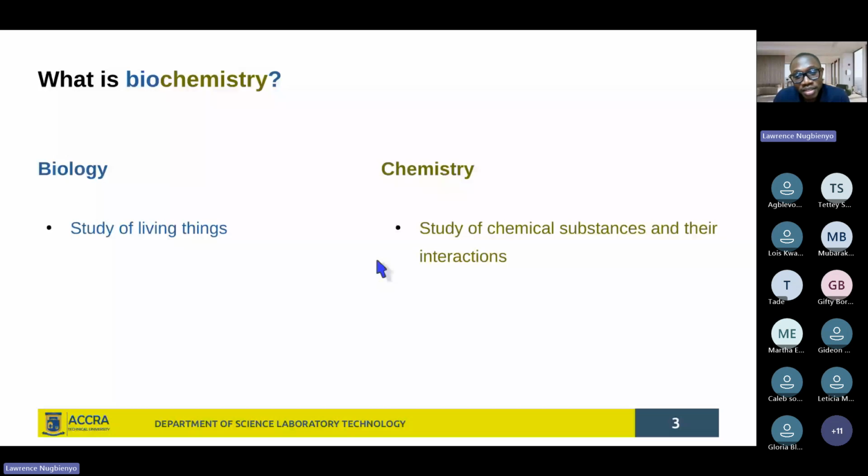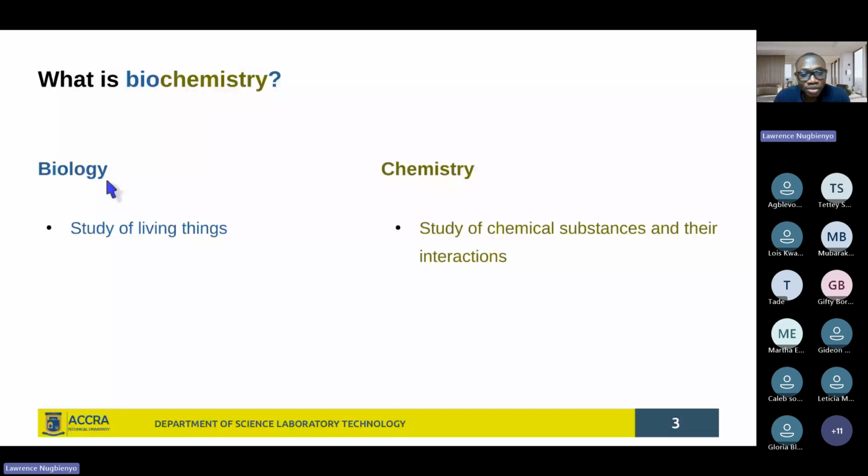Chemistry, you study chemical substances and then the interactions that they have between them. So if you say biochemistry, it means chemistry in living things, which means interaction of chemical substances in living things. So you have biochemistry. In other words, some people even call it biological chemistry. That's what it means.